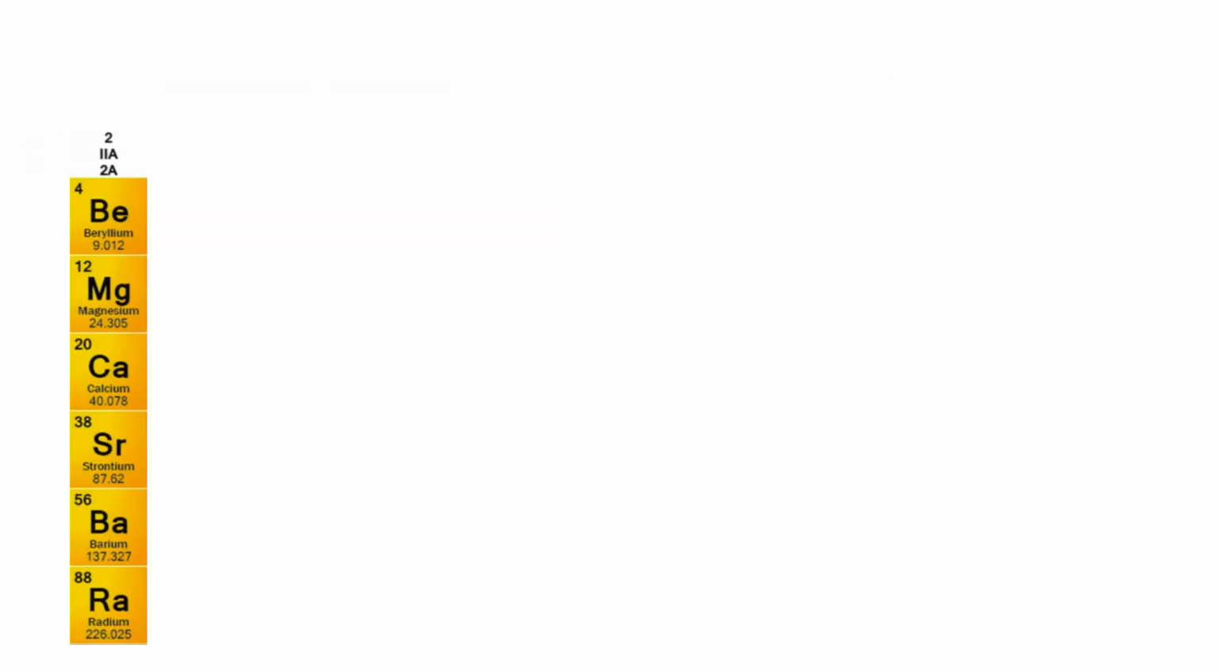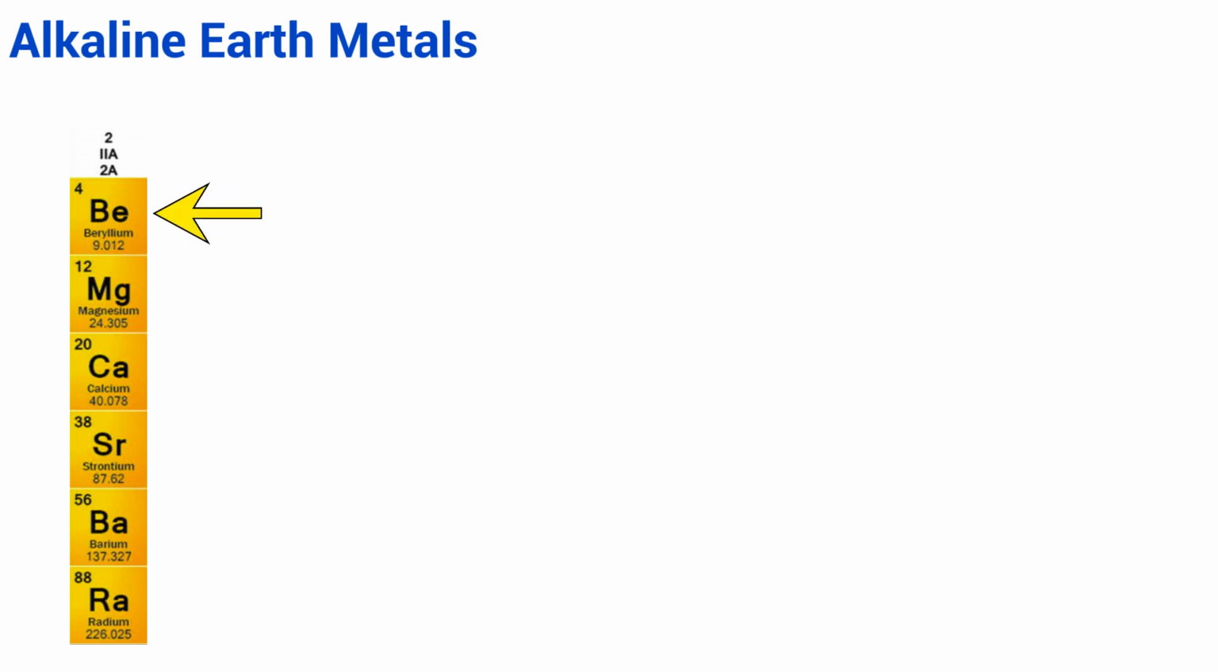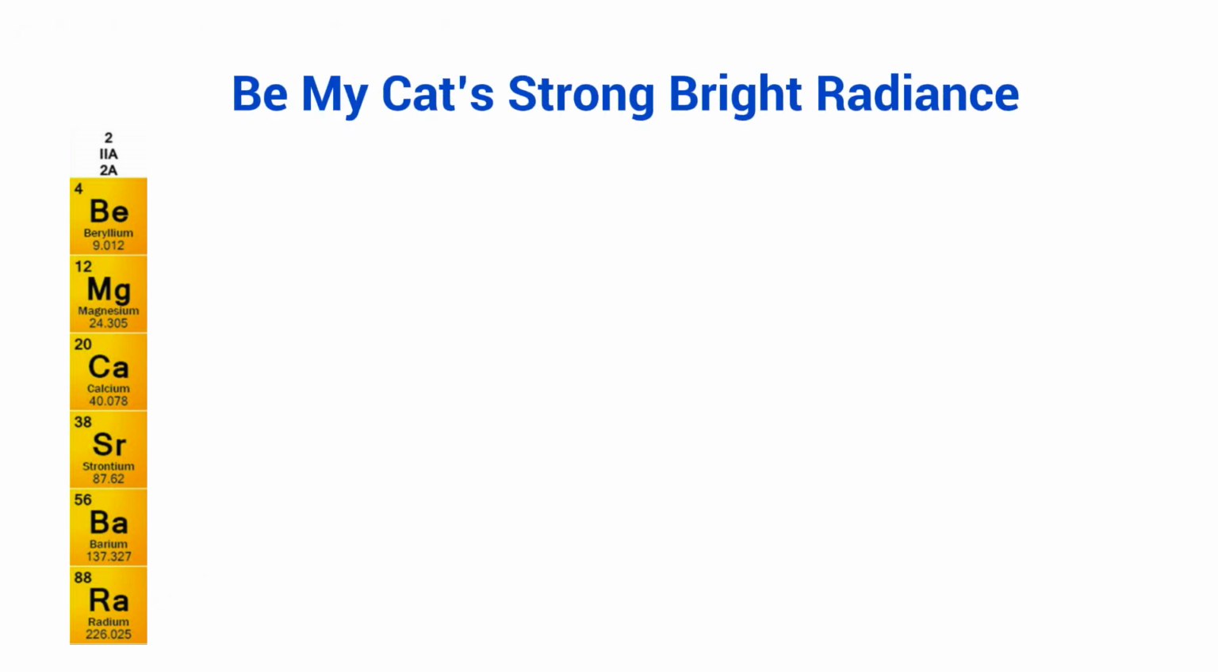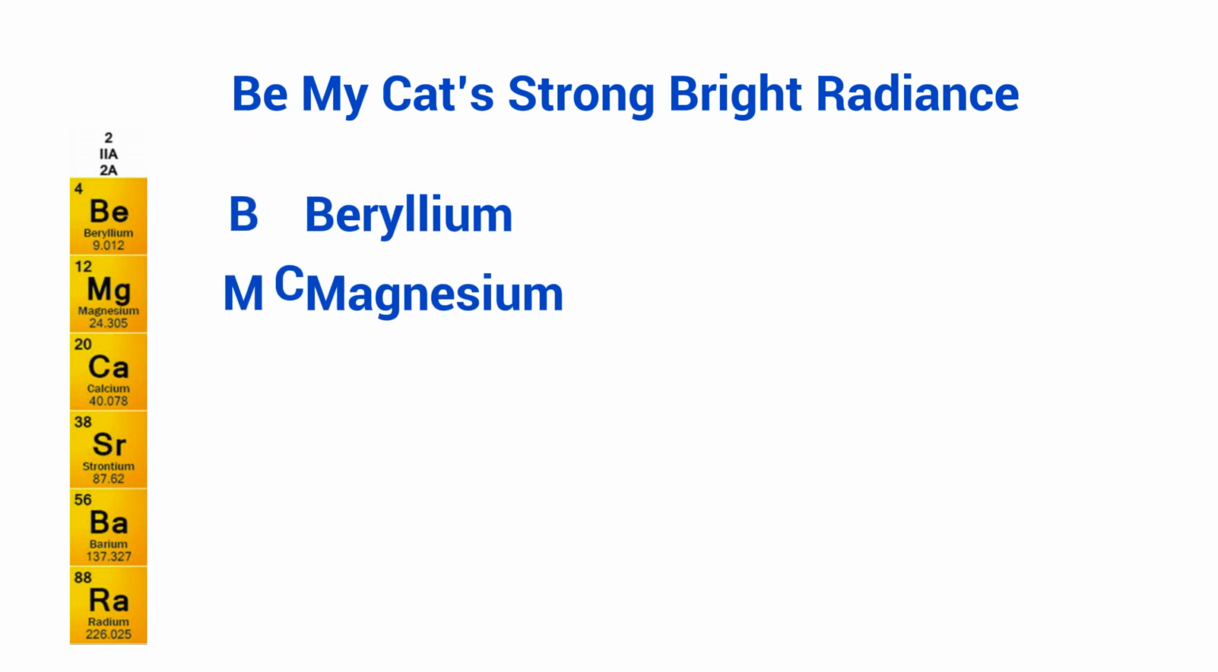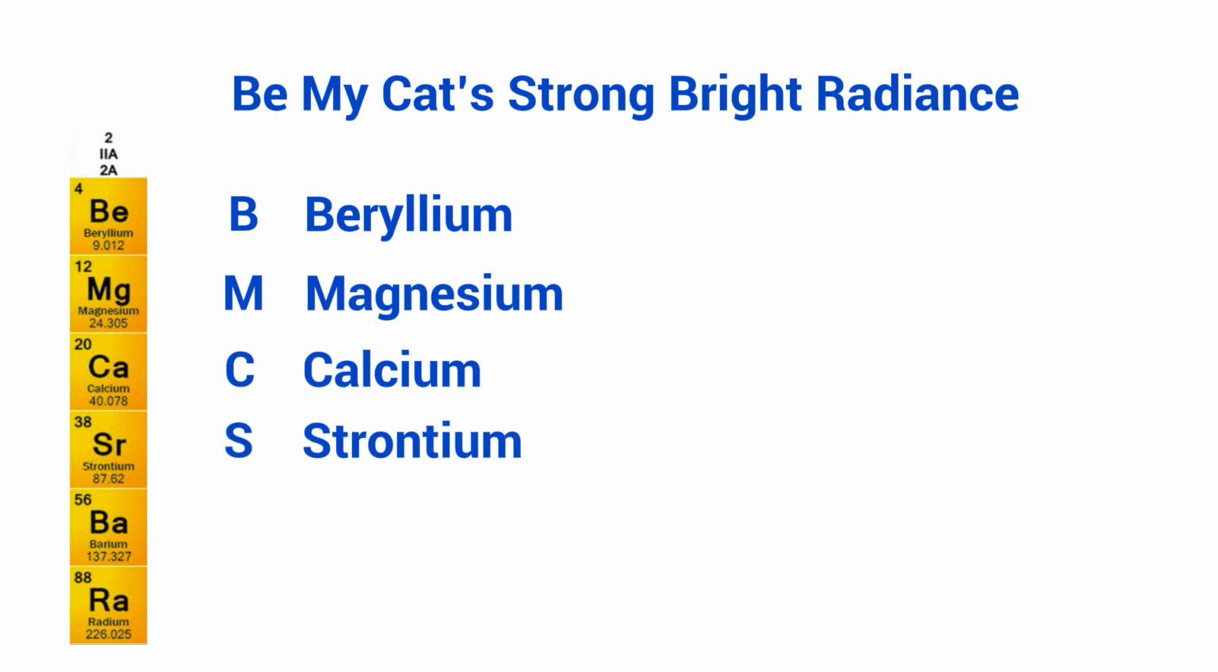Next up is Group 2, which is alkaline earth metals. This group includes beryllium, magnesium, calcium, strontium, barium, and radium. Now you see mnemonics for Group 2 on the screen. So be my cat's strong bright radiance. Each first letter represents an element name. B represents beryllium, M magnesium, C calcium, S strontium, B barium, and R radium.